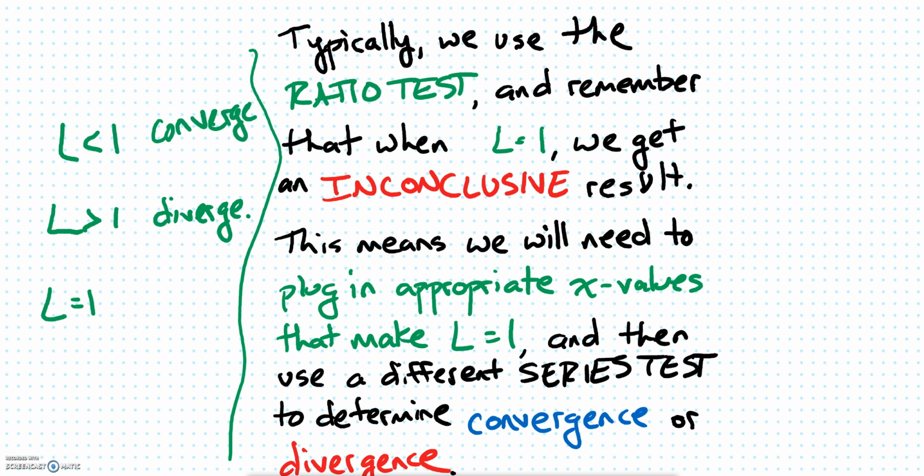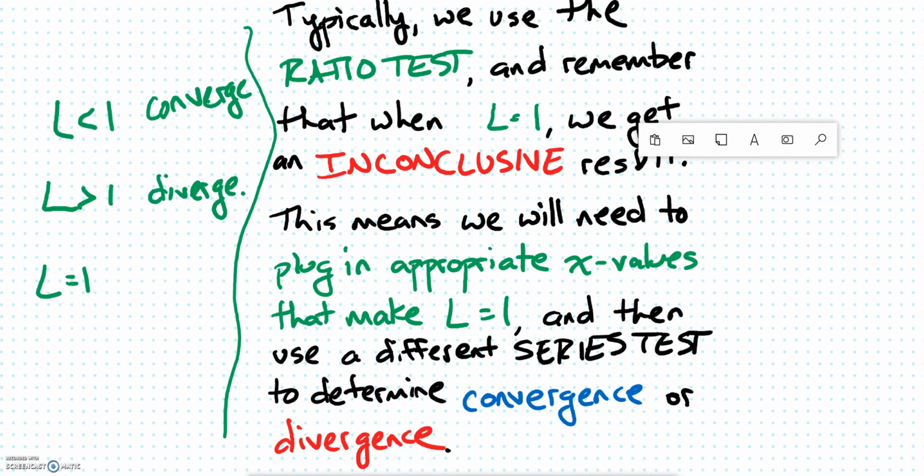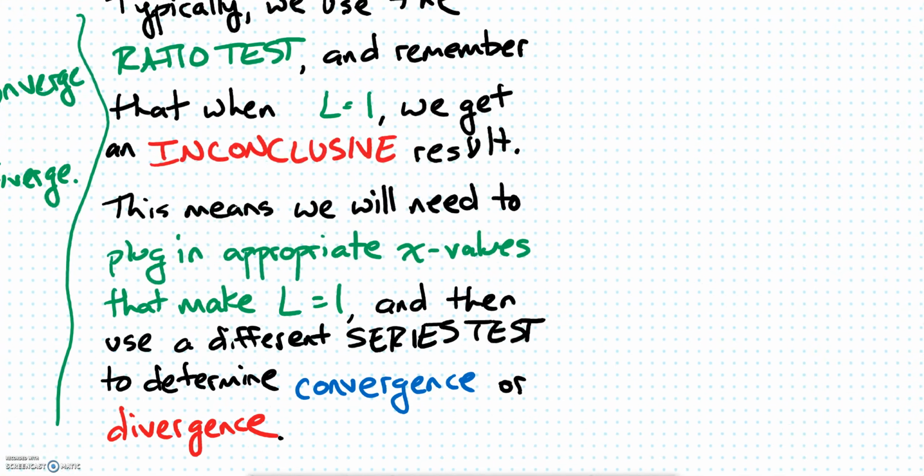And so, when L is equal to 1, we get this inconclusive result, which means that what we do next is that we're going to end up having to plug in the appropriate x values that will make L equal to 1, and then we'll use a different series test to determine whether we have convergence or divergence. So when we're actually generating a Taylor series, our strategy typically will be: write down the Taylor series.